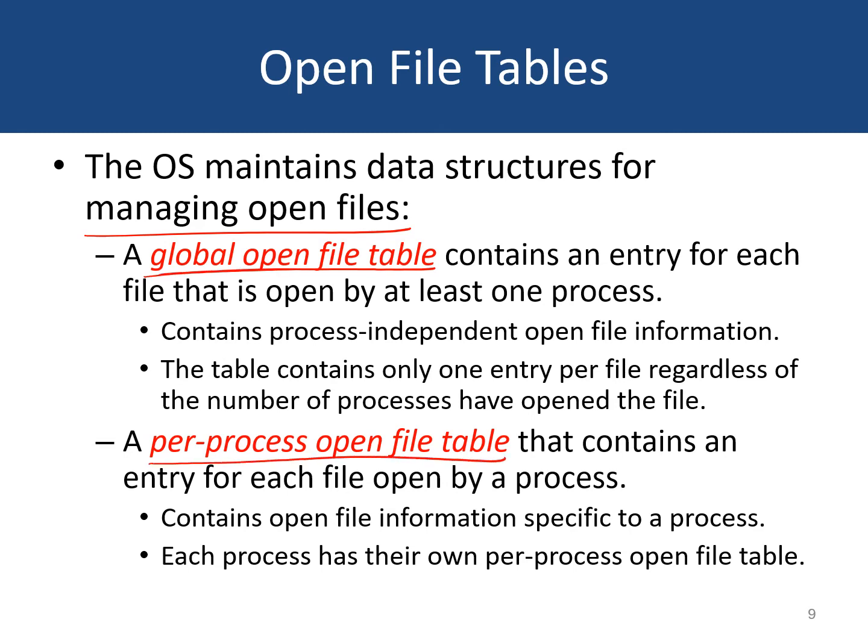This global open file table is a system wide table. So it contains an entry for every file that is open in the system by at least one process. Now this global open file table contains process independent information about the files that are open. So for instance, it can have information like the location of the file on the disk, the access dates, the file size, and so forth.